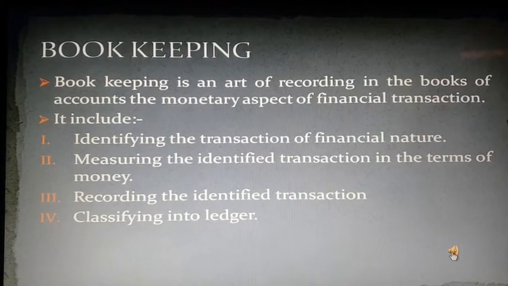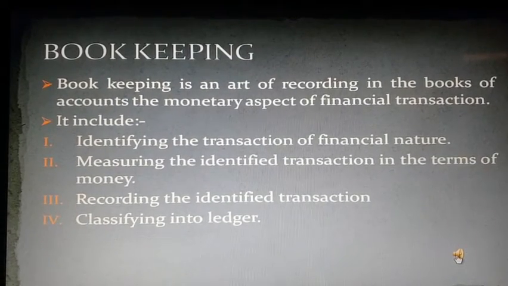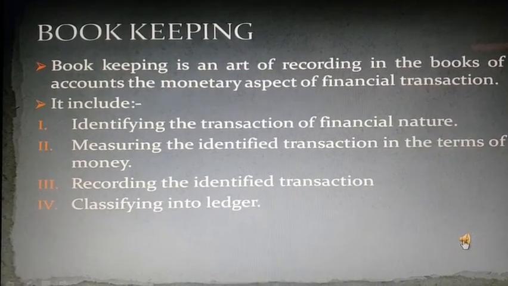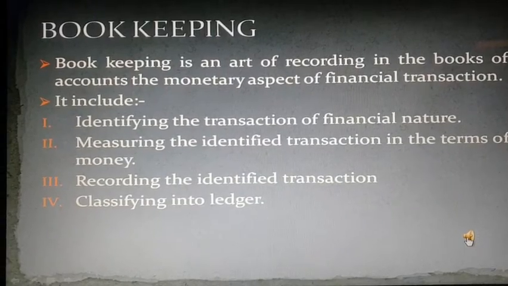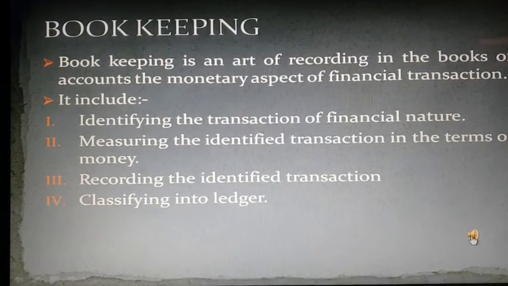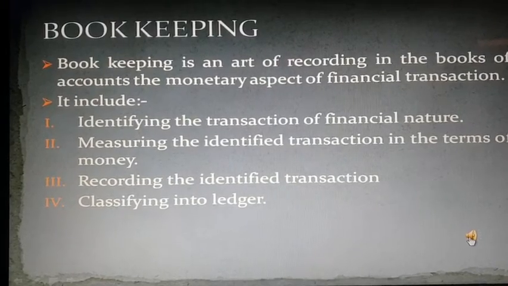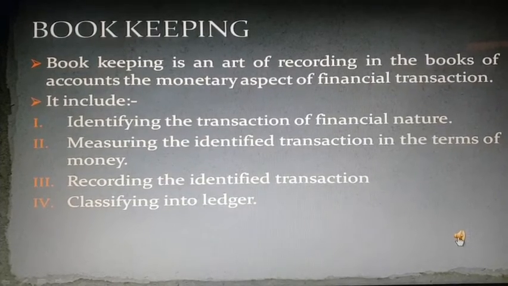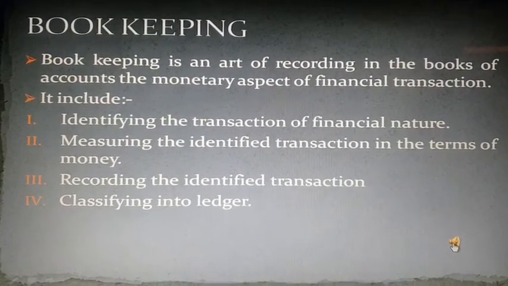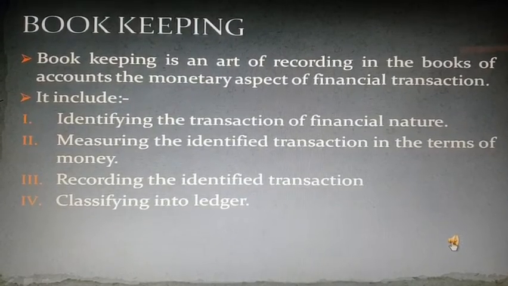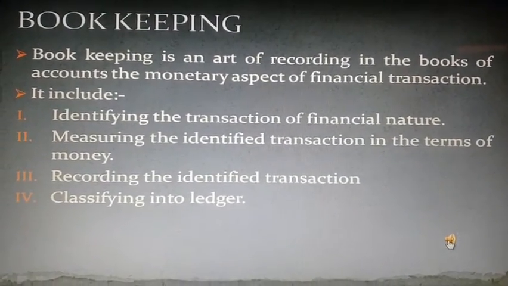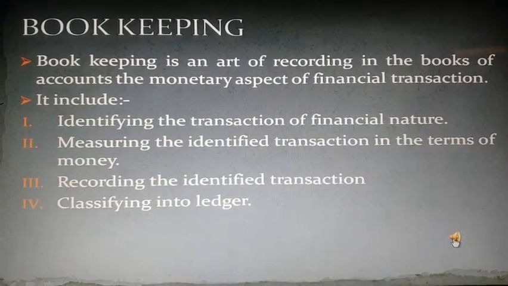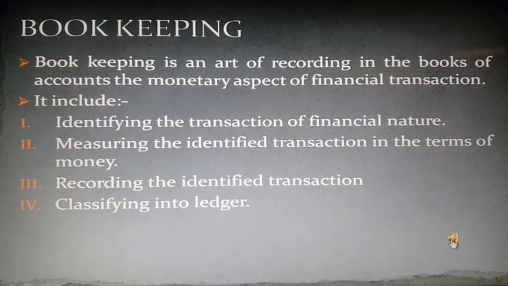Bookkeeping includes the following steps. The first step is identification of the business transaction. Second, it should be in terms of money. Third is recording in the form of general or subsidiary books. And fourth, classifying into the ledger. So it includes identifying the transaction of a financial nature, measuring the identified transaction in terms of money, recording the identified transaction, and classifying into a separate account of similar nature, that is called a ledger. In the next slide we will discuss what is accounting and what is accountancy.